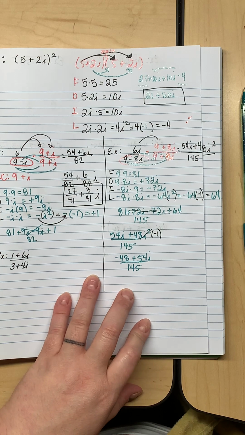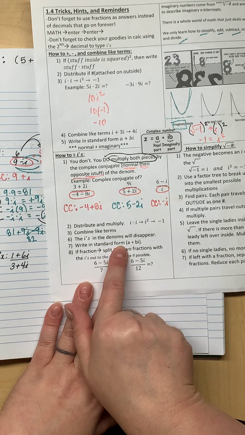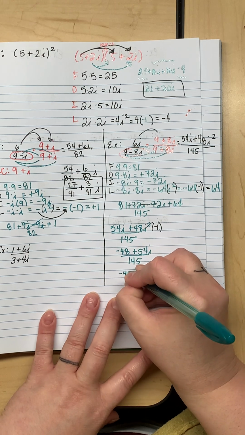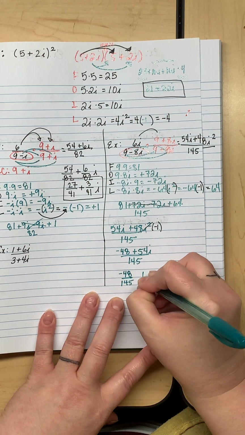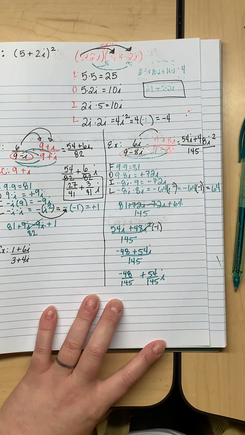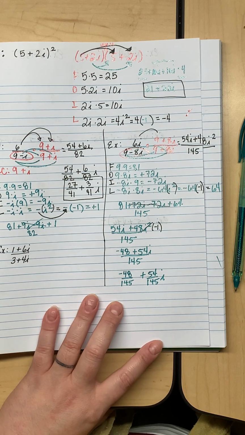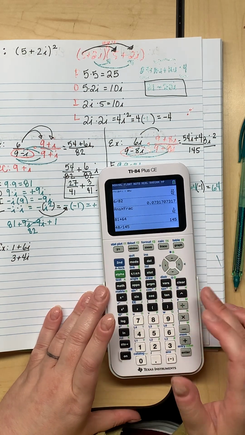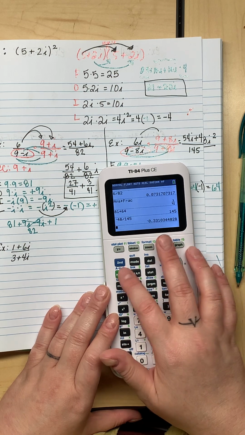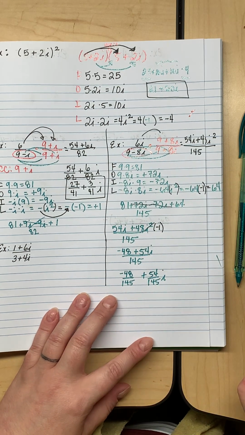Okay, the last thing we have to do is, oh, we just did the normal plus the dirty. That's the standard form. Now we're splitting into two fractions. So negative 48 over 145 plus 54 over 145 with a fat i on it. And you type in negative 48 divided by 145. And then you can press math, which is under the green. Enter. Oh, that didn't help me at all.